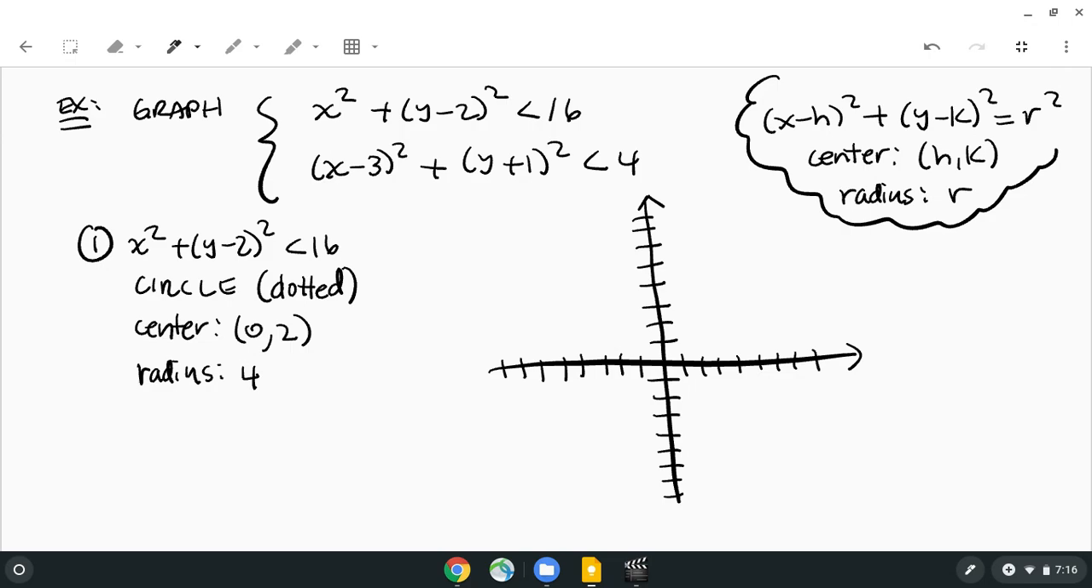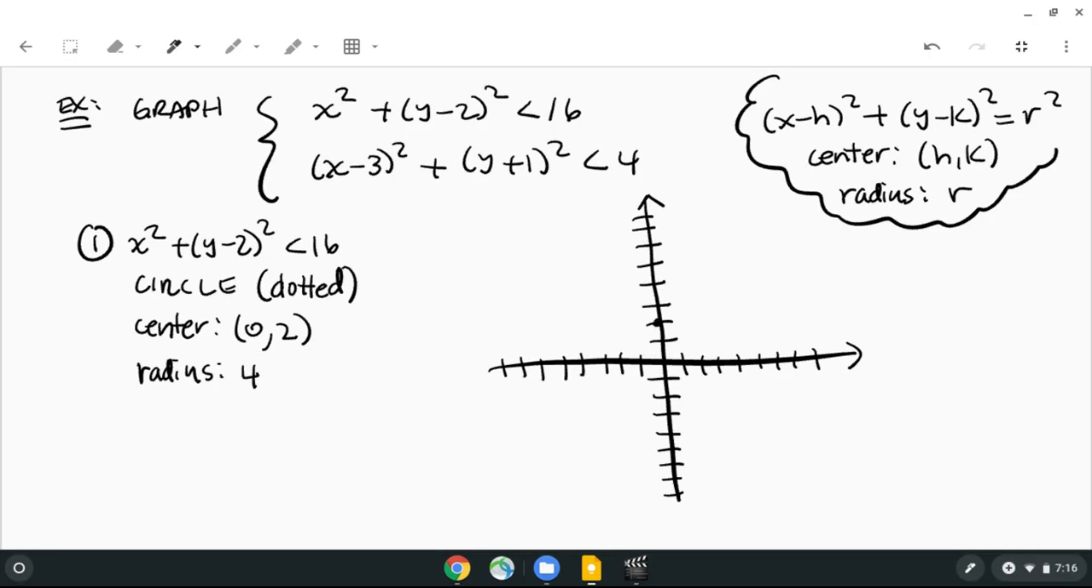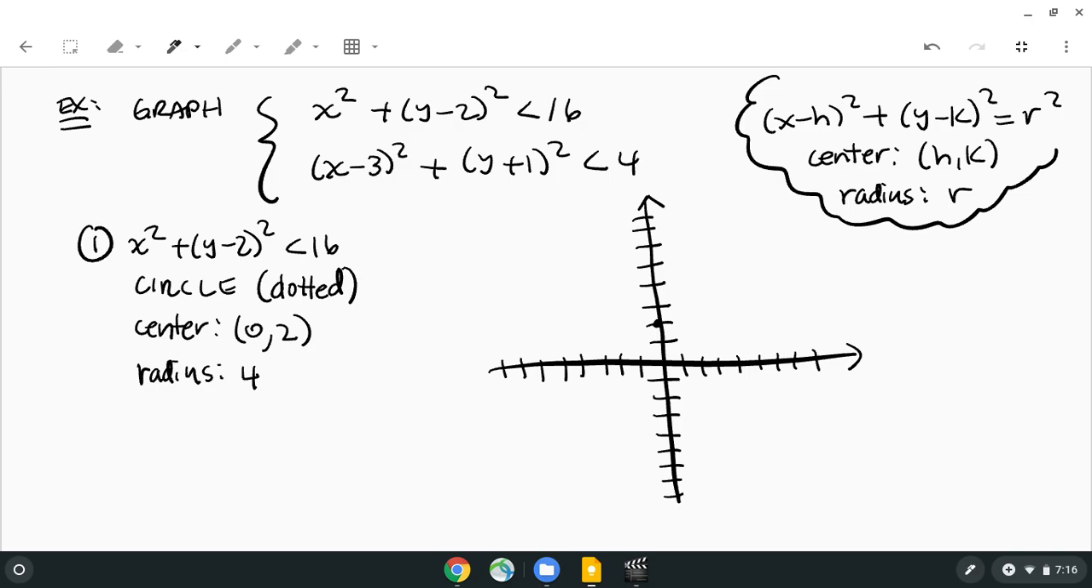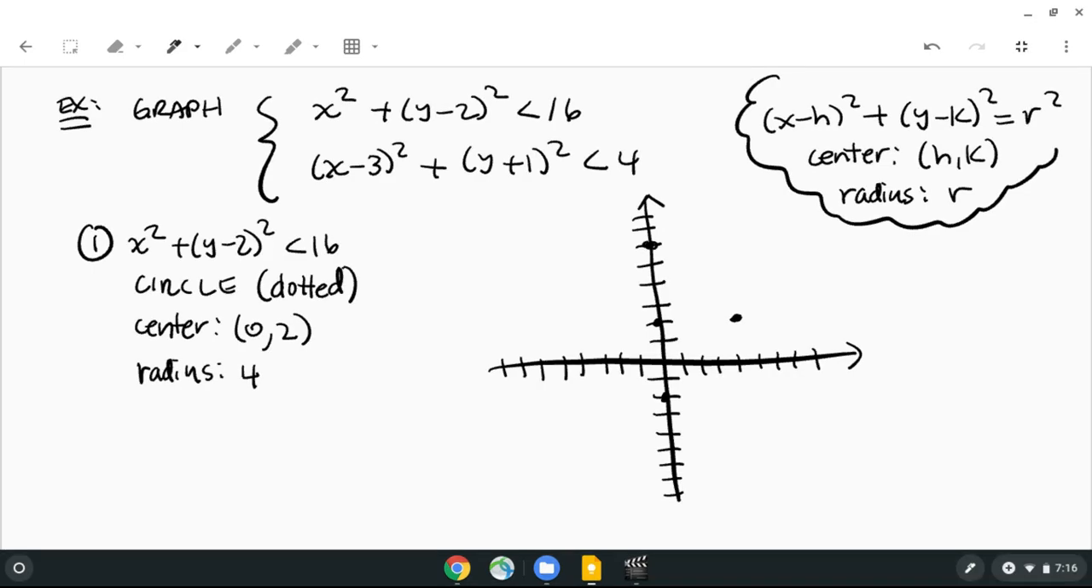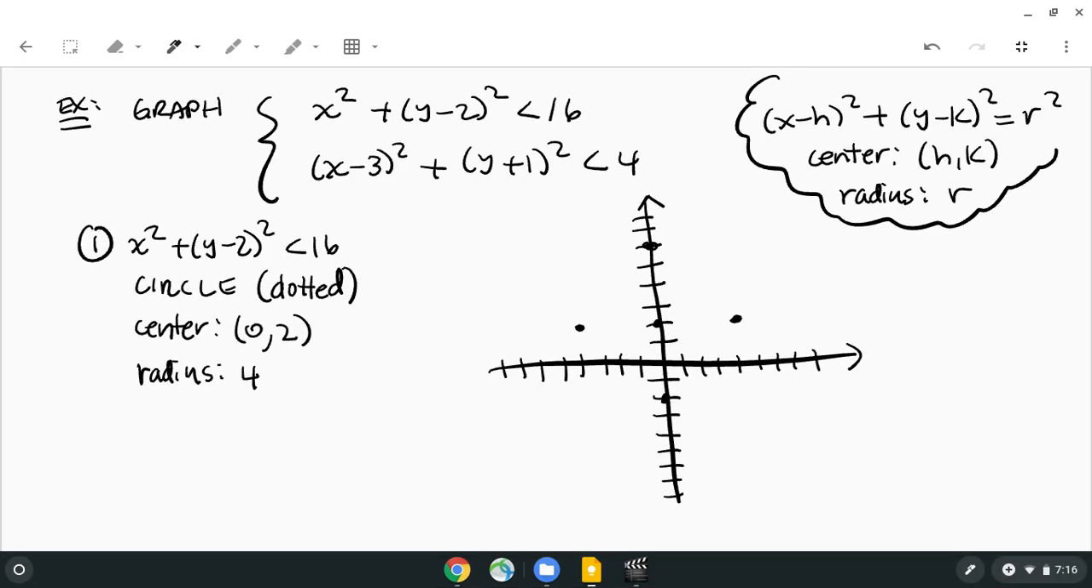Okay, so (0, 2) is my center. And I have a radius of 4, so I'm going to go 4 units up, down, left, and right, north, south, east, and west. So 1, 2, 3, 4. Dotted circle.